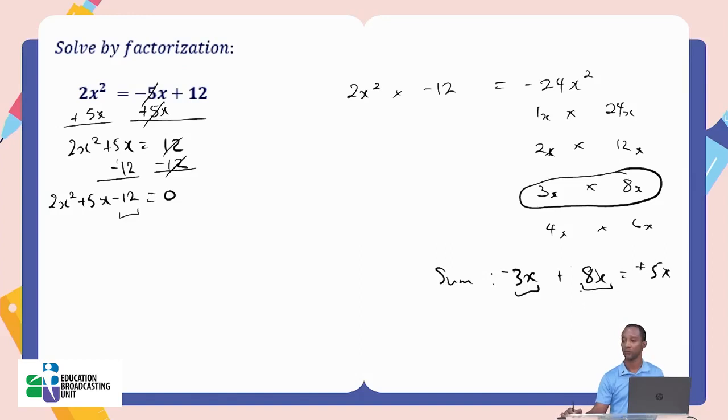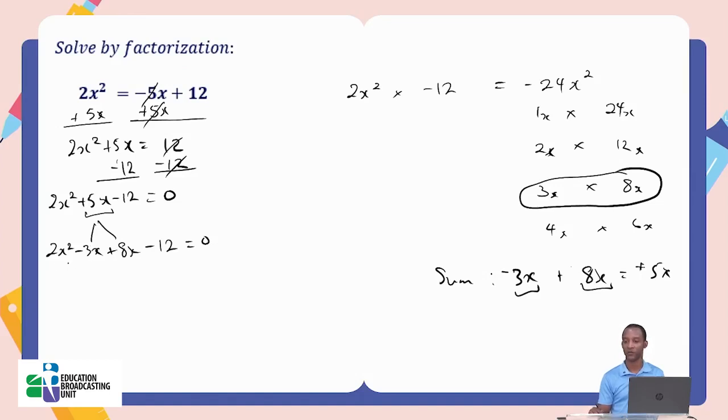Okay, so we're going to split the middle term into these two parts, the negative 3x and the 8x. So we have 2x squared, splitting the positive 5x, we're going to have negative 3x and positive 8x, and then the minus 12. So all we have done is to separate the middle term, the linear term, into two parts, negative 3x plus 8x, which still is positive 5x when simplified.